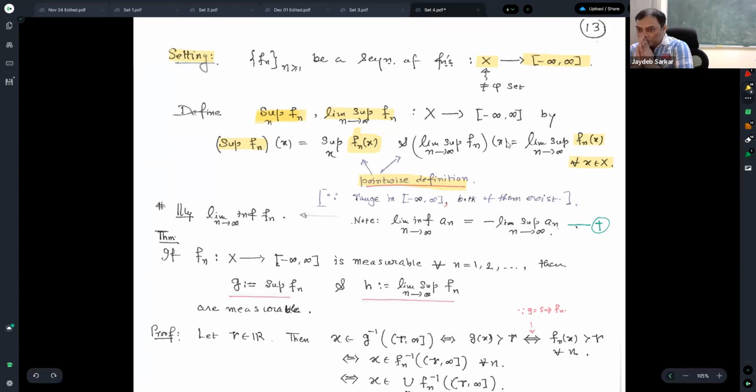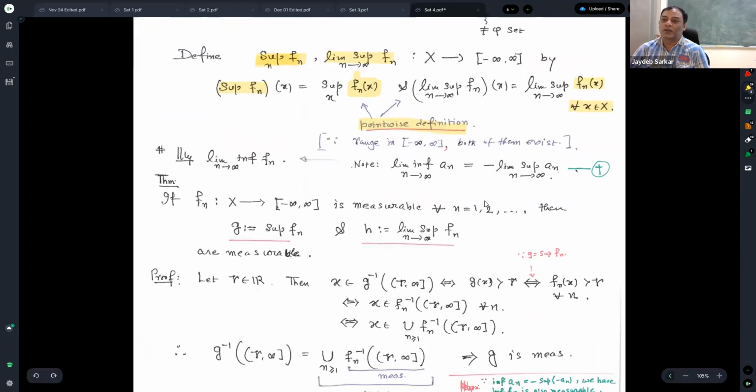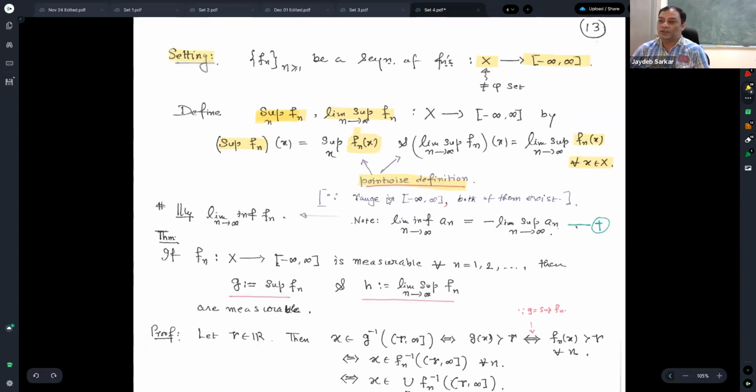Okay, that's our definition. Fine. So once you have this lim sup Fn, you can also talk about lim inf Fn, and remember this duality. I think I made a mistake. So lim inf of An equals minus lim sup of minus An, right? So this is going to be minus An. Okay, you agree? So if you take this trick, you can similarly define or quickly define lim inf of Fn as well, pointwise.